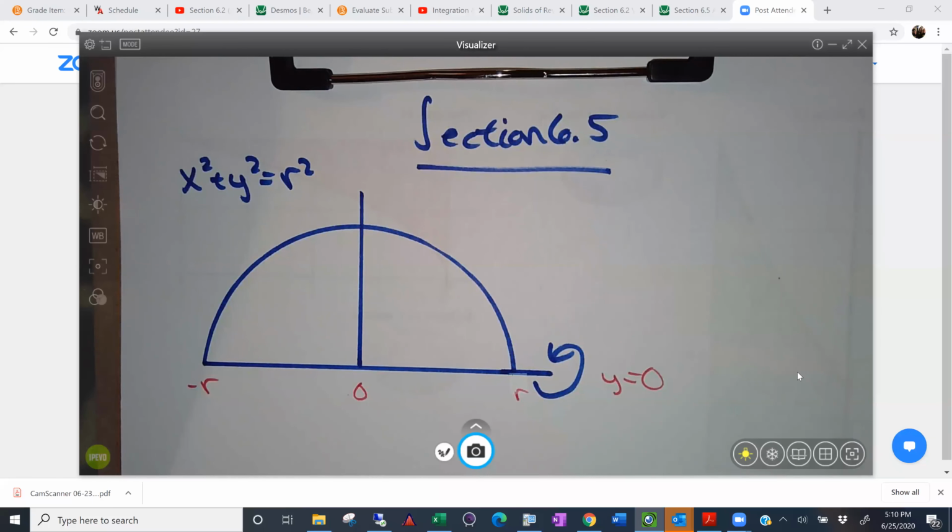By the way, does anyone know it off the top of their head? Okay, all right, not a big deal. We'll figure it out.